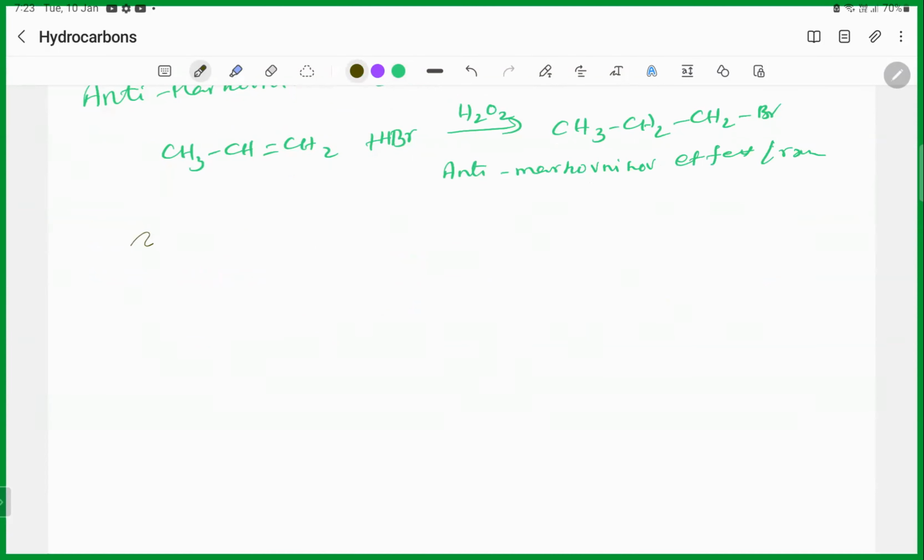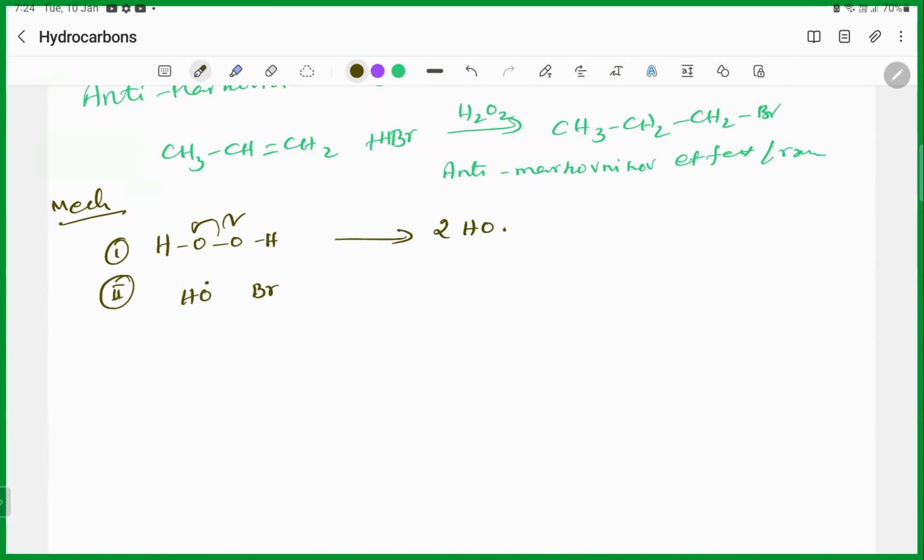Now we'll go to the reaction mechanism. When hydrogen peroxide is present, it will give a radical. How? It will cleave like this and give 2 HO dot radicals. That is step 1. In step 2, the HO dot will take the H from HBr, so it will cleave like this and give H2O plus Br dot.